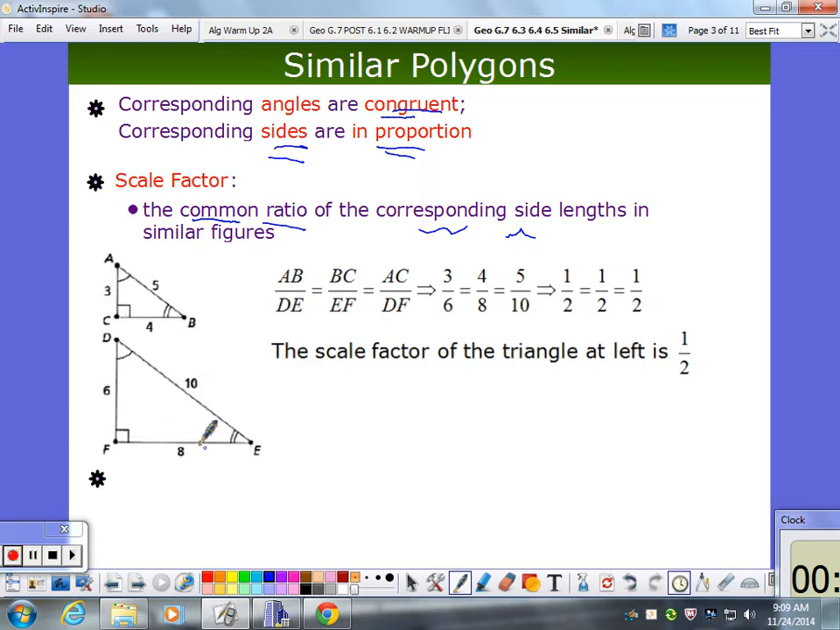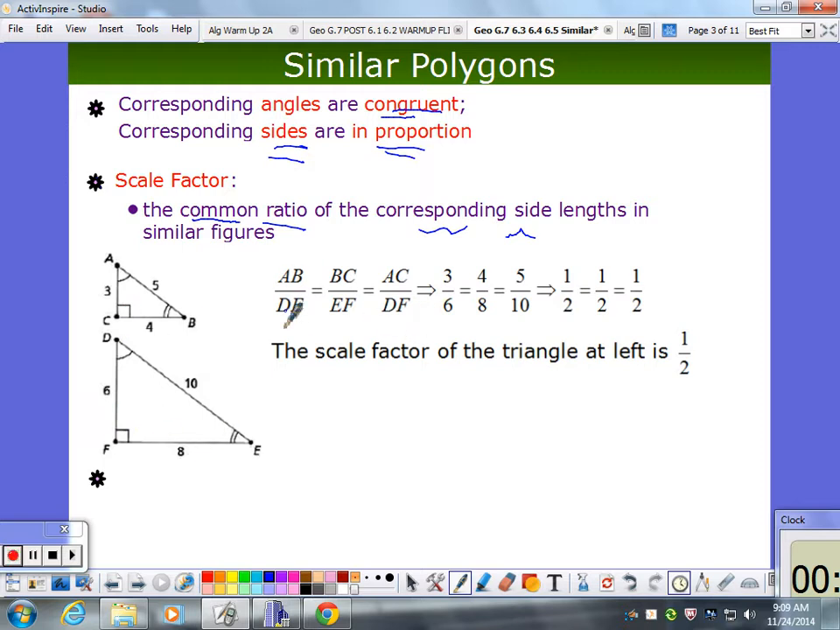So these are two similar triangles here. Look how the angles all match. The angles are all congruent. But the sides are not all congruent. However, if I look at the scale factor of all the sides, AB to DE, those are corresponding sides, AC to DF, corresponding sides, and BC to EF, they're all going to be equal.